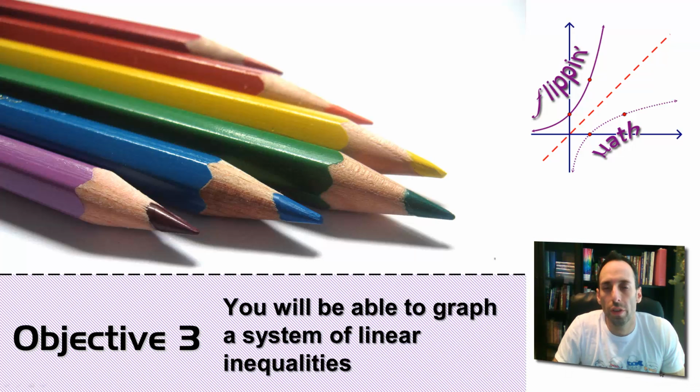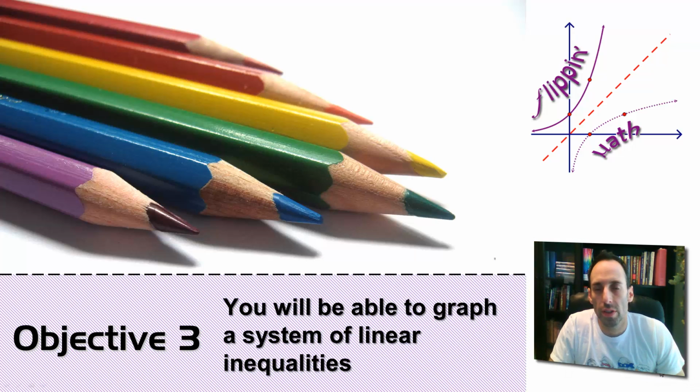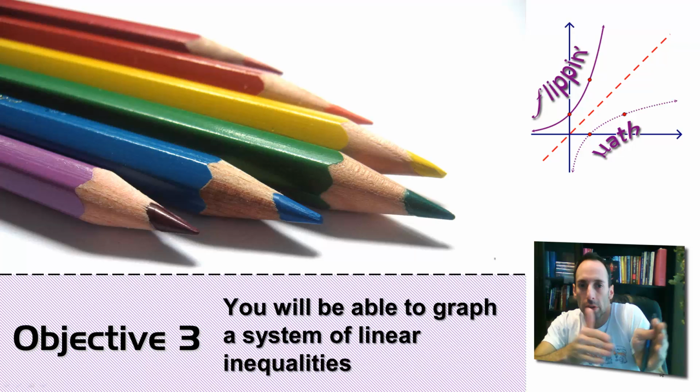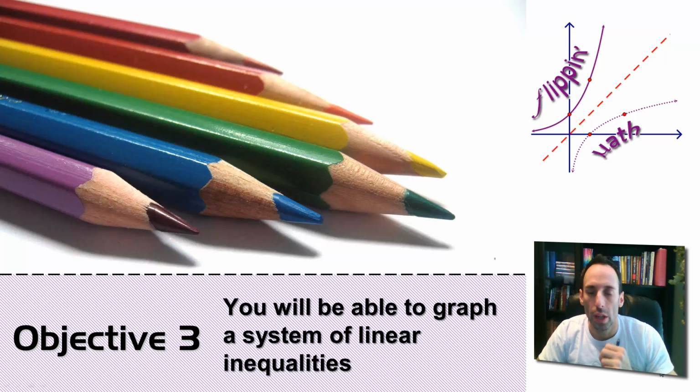Okay, so for the final objective, objective 3 in this lesson, we're talking about solving a system of linear inequalities, and we're going to do this also by graphing. So in the picture here, you've got a couple of things happening. First of all, you've got yourself some colored pencils, right? And each one of the colored pencils are of different sizes, so their length, they're not equal to each other, so we're talking about something being unequal, an inequality.